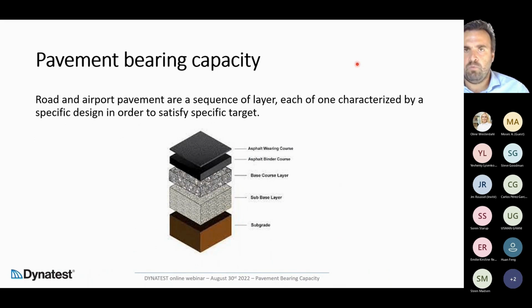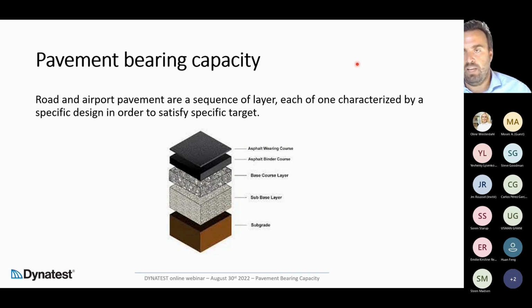So we want to measure the bearing capacity of the pavement to estimate if that pavement can support the expected load or the forecasted traffic load for the entire design life. It's very important to define how we can model the pavement. So, how we can represent the pavement.